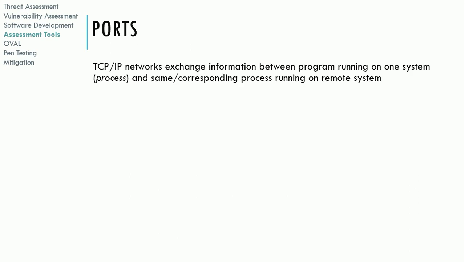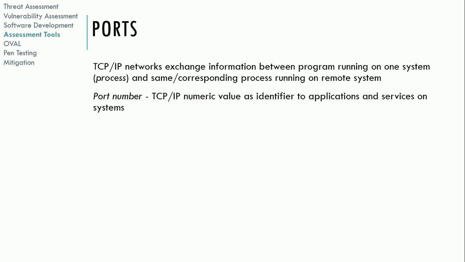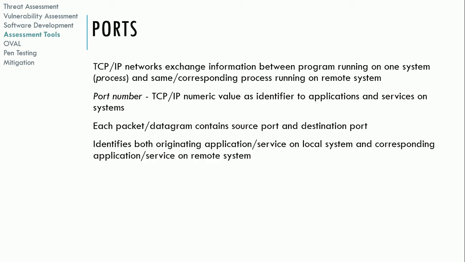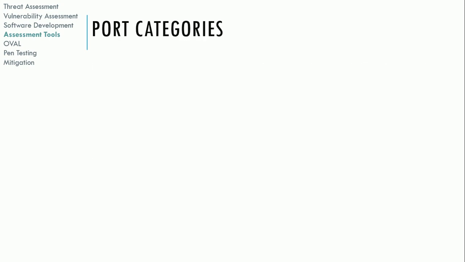I'm sure most of you have had some networking classes, so you understand what ports are. I think I've actually explained some of this in this course earlier, but TCP/IP networks exchange information between programs running on one system with a corresponding process running on a remote system. And basically, the port number is how we multiplex IP communication. So port numbers allow us to have multiple connections to a single system. So each packet or datagram contains a source port and destination port, so it knows which application it's trying to communicate with.